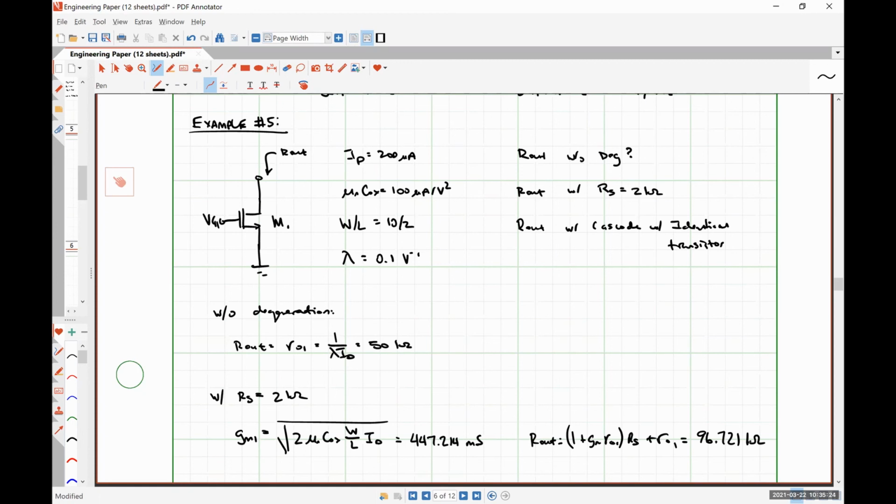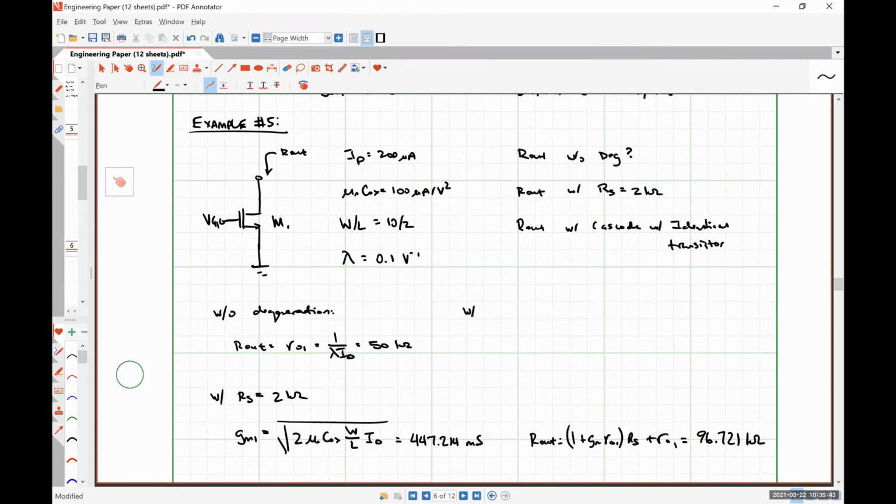So we actually see that degenerating with a resistor for a MOSFET scheme doesn't do as good of a job as a BJT, even when they're consuming roughly the same amount of headroom. We don't get the same boost.